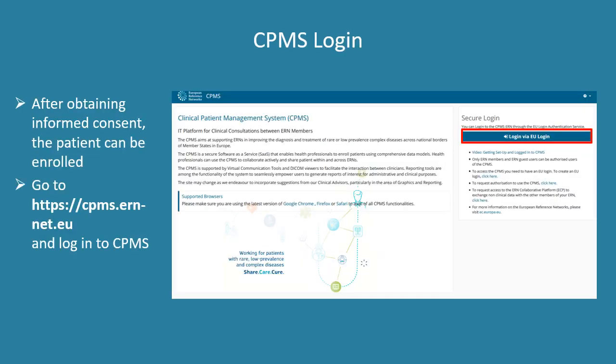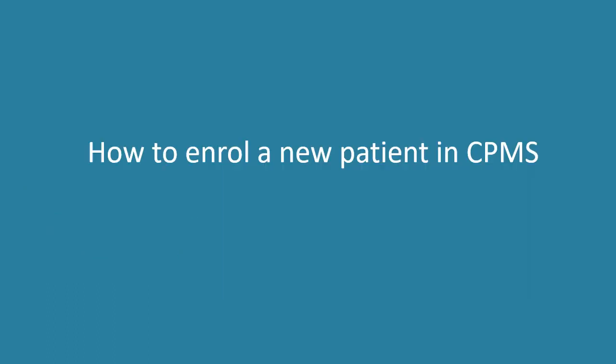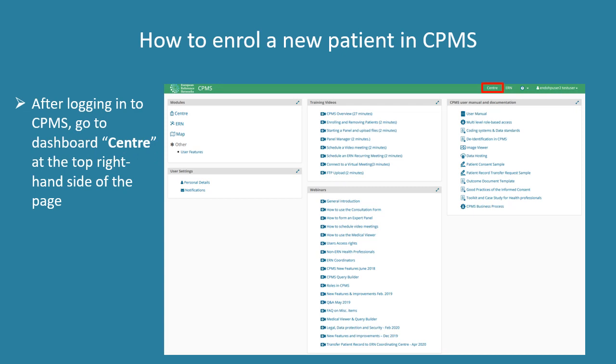If you have obtained the informed consent, you can start to enroll your patient. Therefore, please go to the CPMS website and log in to CPMS. We will now explain the different steps how to enroll a new patient in CPMS. When you have logged in to CPMS, you will be guided to your CPMS homepage. At the top right-hand side of the page, you will find the button Center. Please click here.